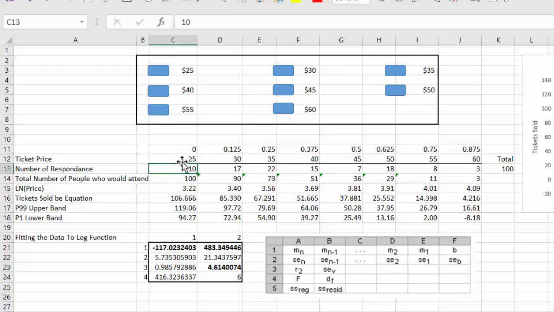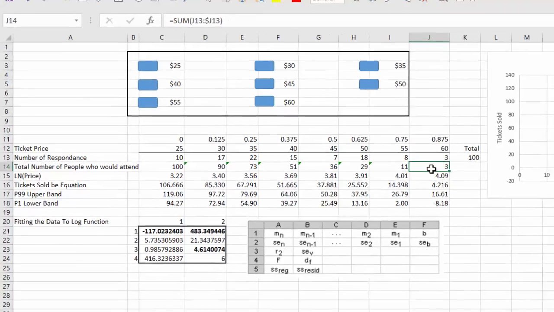So there were 10 people that said they'd be willing to pay 25, 17 people would be willing to pay 30, only 3 people are willing to pay 60. Now the total number of tickets to be sold would be the cumulative. So at $25, everybody would buy a ticket. So that's 100 people. At $30, only 90 people would buy it. And at 35, 73, and so on until I get to $60, and then only 3 people would purchase it.